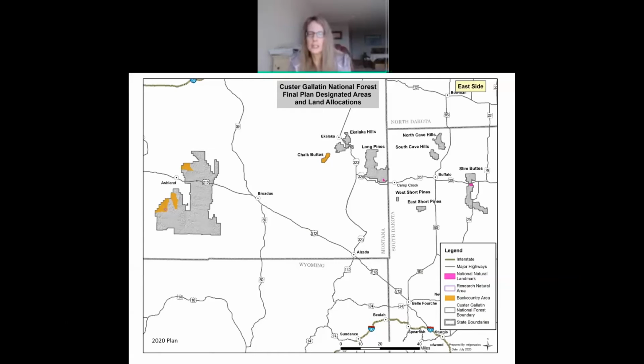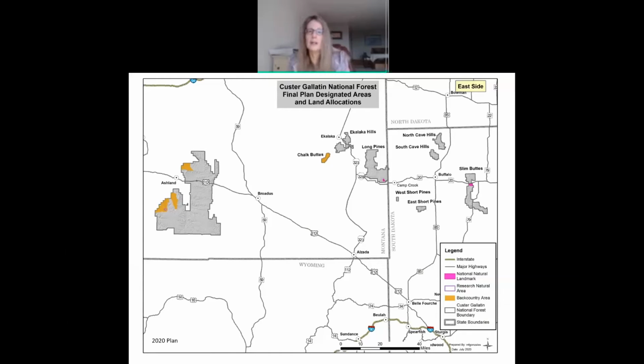So let's go to the maps. I like maps. And I'm going to go east to west. On the east side of the forest, you don't see a lot of land allocations. You see some backcountry areas in gold and some existing national natural landmarks, but there aren't a lot of land allocations there. So if there's no color on the map, that means you follow all that forest-wide direction and maybe something specific for Ashland and Sioux.